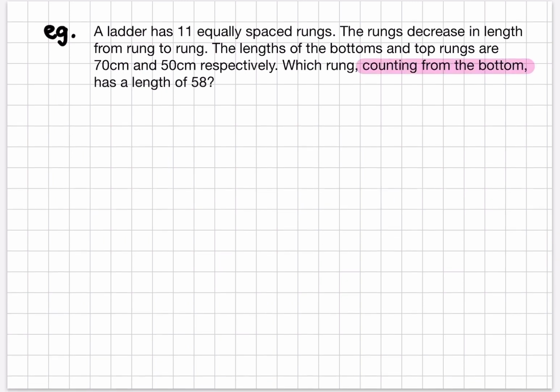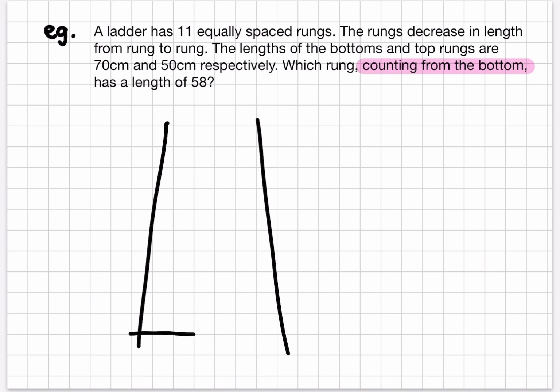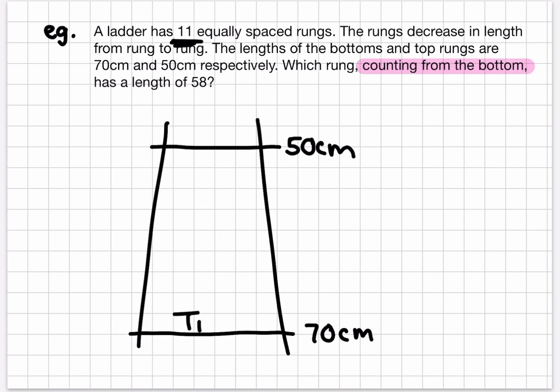So first things first, I'm going to quickly sketch this out so we get a good idea of what we're dealing with. They say the lengths of the bottom and top rungs are 70, the bottom, and 50, the top. So this is 50 centimeters. This is 70 centimeters. Now, they say counting from the bottom, so that's from here, which means the 70 centimeter rung is going to be our first term. And because there's 11 rungs, the top one is going to be T11. It's going to be our 11th rung.